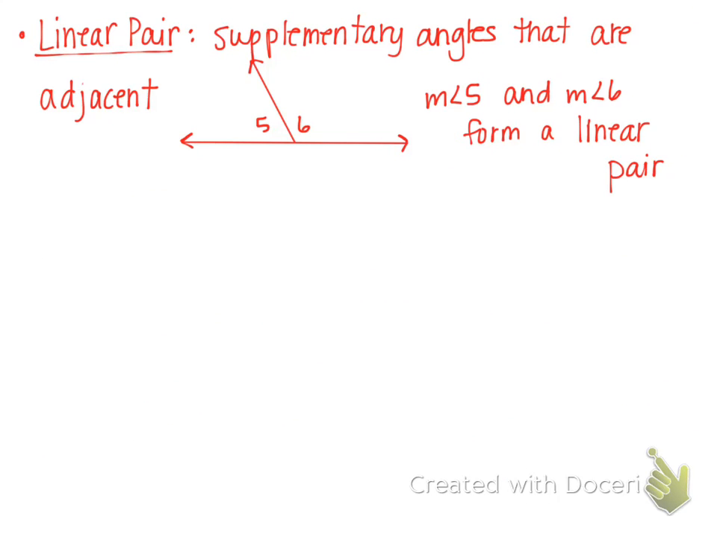Now, the last definition we're going to talk about is a specific type of supplementary angle. It's called a linear pair. A linear pair is supplementary angles that are adjacent. So not only are these supplementary, but they're also adjacent. So if you have these two things together, you have what's called a linear pair. So angle 5 and angle 6 form a linear pair.